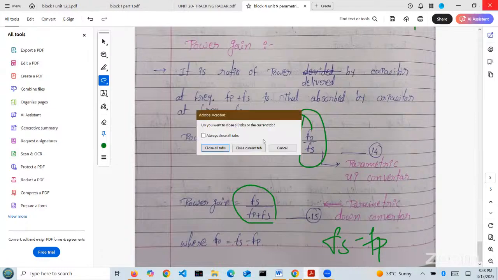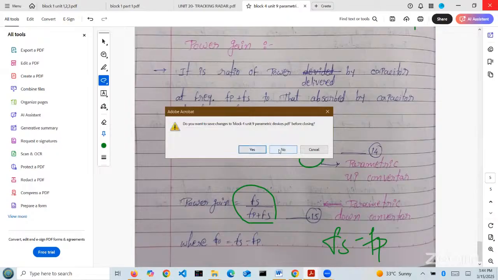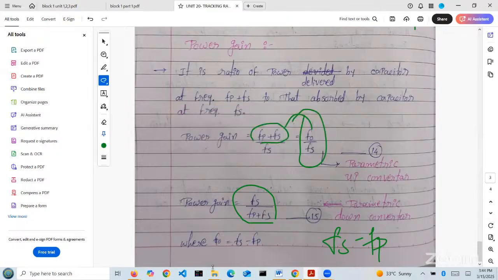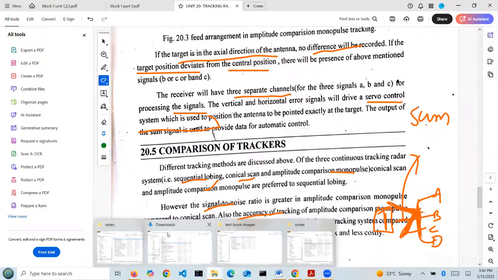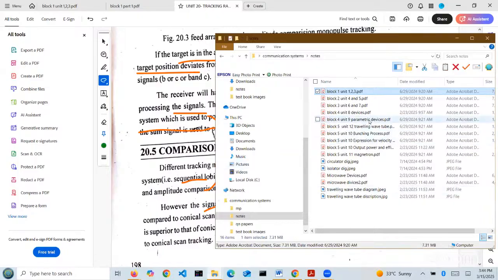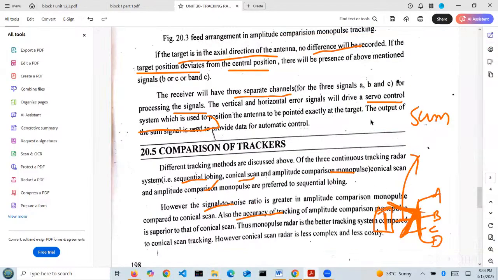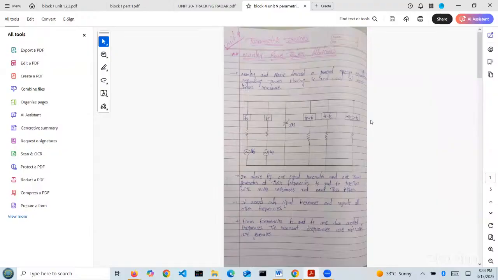Learn this one from the fourth unit to get the essay question. This Manley-Rowe power relation, let us recall once again what we discussed in the Manley-Rowe power relation or parametric up and down converter. Just a recall.